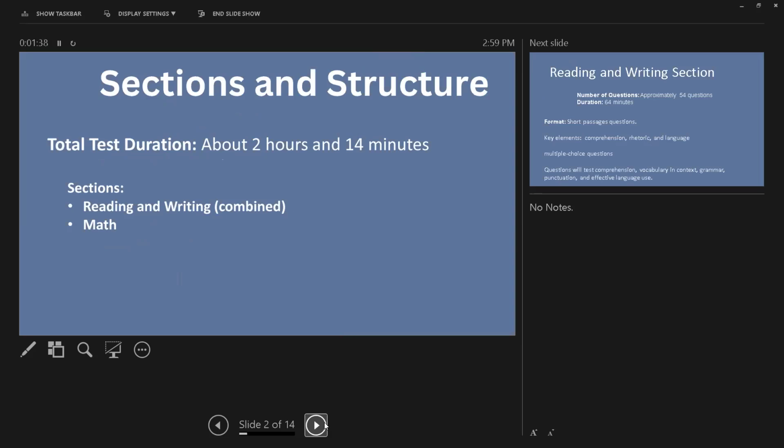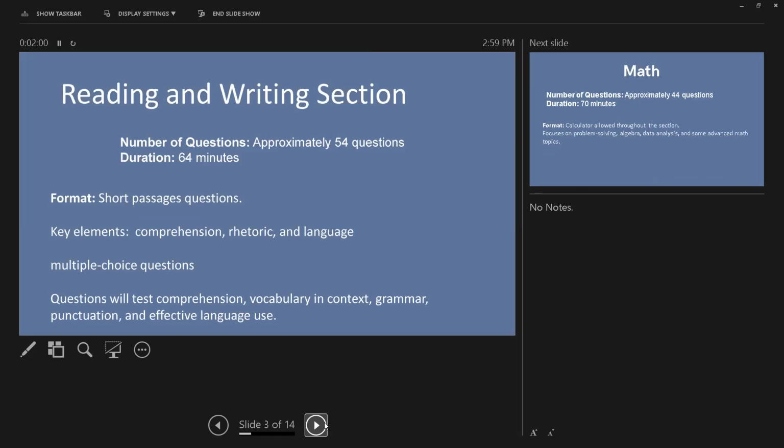The total test duration is about 2 hours and 14 minutes, where there are two sections. Section 1 is reading and writing, which is a combined section. Reading is not separate, writing is not separate, it is one section known as reading and writing. The second one is math. The reading and writing section is around 64 minutes long, where you get around 54 questions.